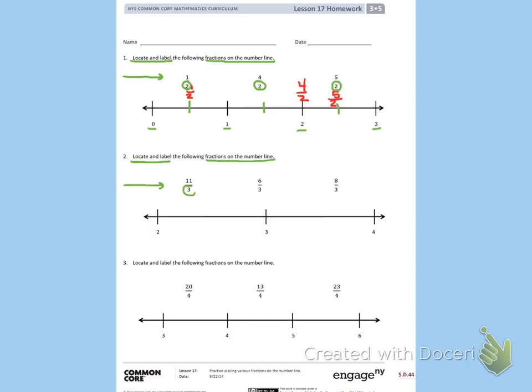As you can see, there is a 3 in the bottom portion of these fractions, which means that each whole needs to be divided equally into thirds. So in between the 2 and the 3, the number line needs to be partitioned into 3 equal parts. Let me try that now. And I'll check my work. 1, 2, 3. Okay.